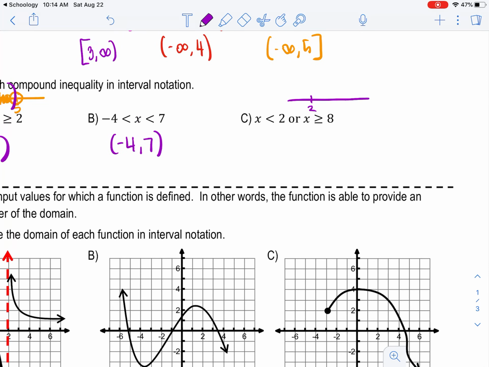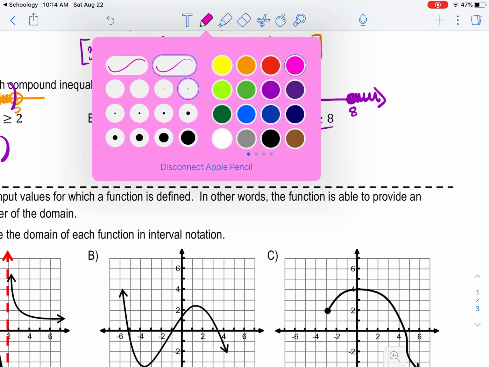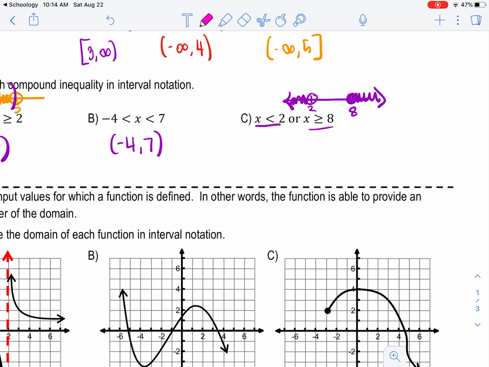Last one right here, 2, 8, open, closed. All right, so this says x values less than 2, so that's this direction. This says x values greater than or equal to 8, so that's this direction. So here you have, they're broken up, right? So you're going to have to write 2 different intervals.